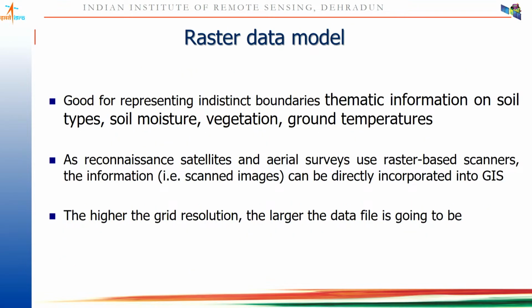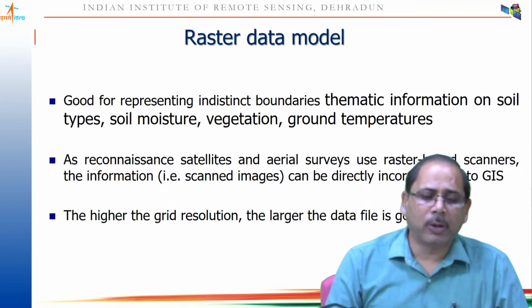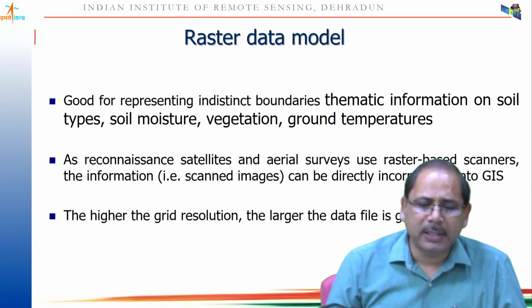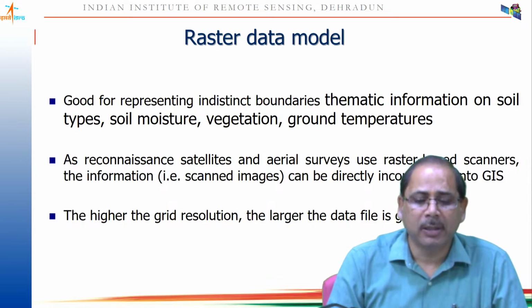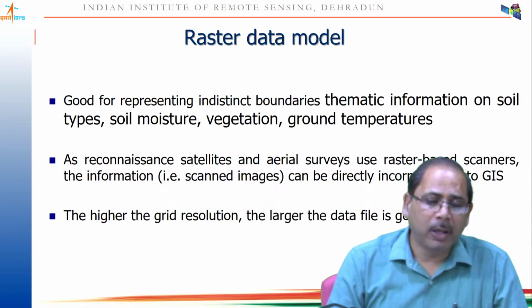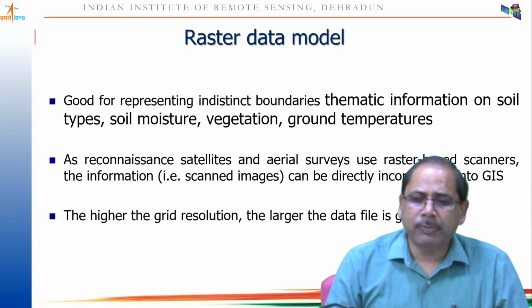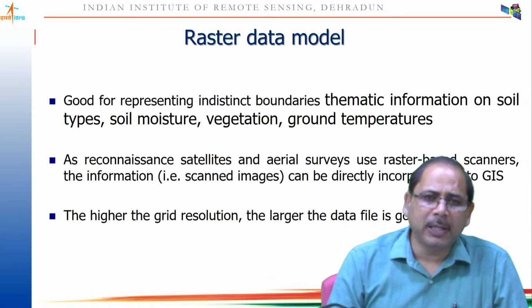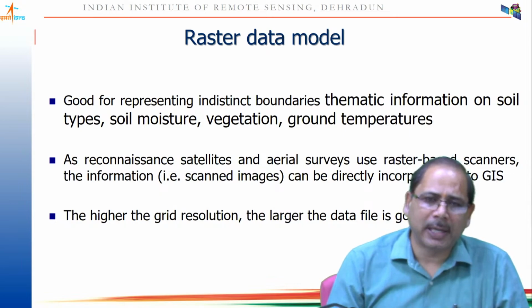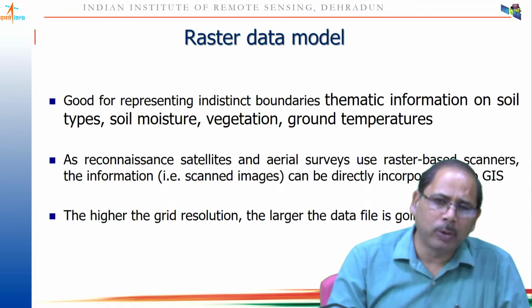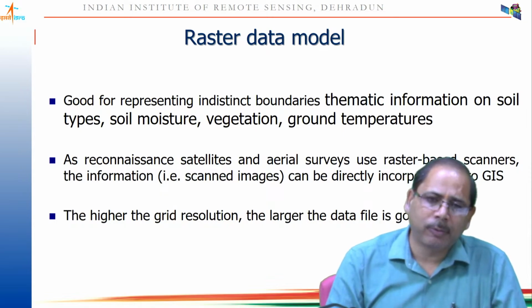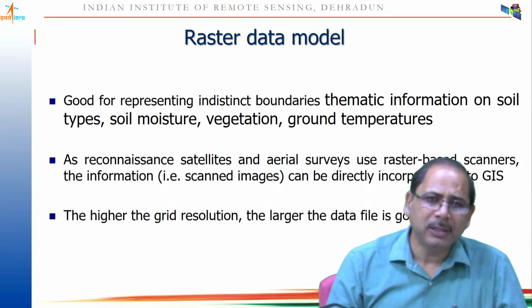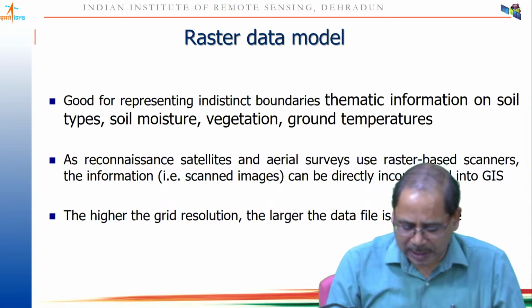and each model has its own benefits and also limitations here. The other type of data model, as I told you, is for representing indistinct boundaries, like thematic information on soil type, soil moisture, vegetation, ground temperatures, maybe rainfall. And this particular data model is very, very popular, especially when you are capturing images through sensors like satellite-based sensors, or drone-based sensors, or maybe your camera itself in mobile. If you are taking a photograph, that will be stored in the form of grids, which are known as pixels, or we call it the picture element. That is called the raster data model.